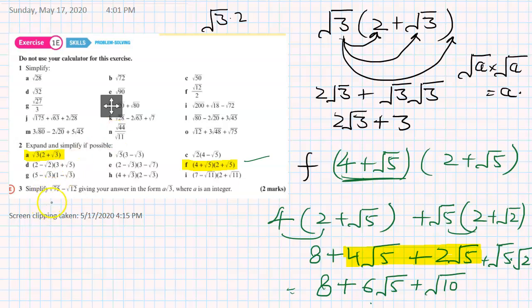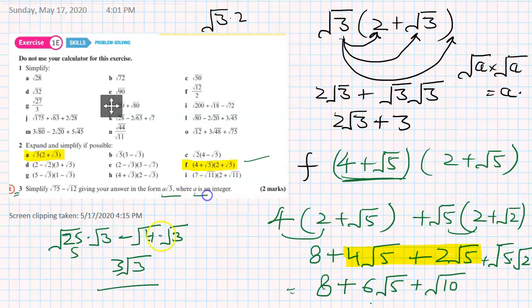Simplify the question number 3. Simplify root 75 minus root 12. I'm just giving you a hint of this question. Root 75 can be written as 25 multiply 3. Root 12 can be written as 4 multiply 3. 3 is common, root 3, so root 3 is here. This is 5 and this is 2, so this is 3 root 3, where a is integer, so a is 3. So that's how you solve the questions.